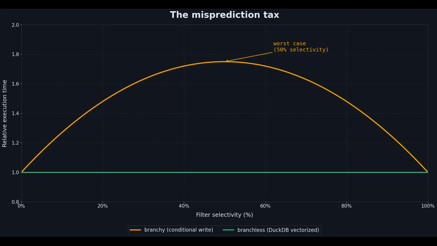Here is what that looks like measured. The branchless version runs at constant time regardless of how many rows pass the filter. The branchy version peaks at 50% selectivity, exactly where the predictor is wrong half the time. That gap is the misprediction tax DuckDB's vectorized predicates eliminate.